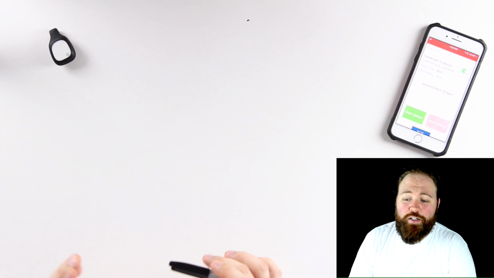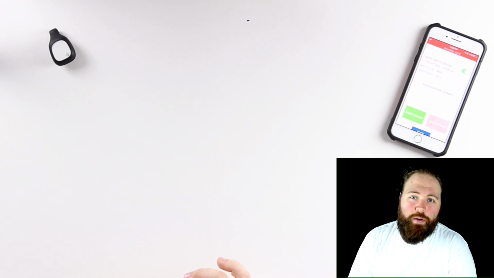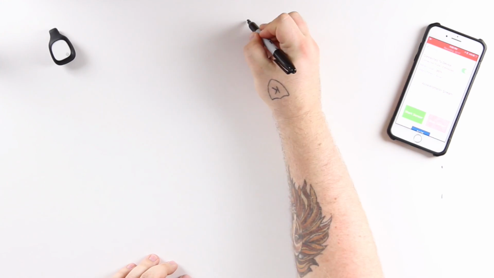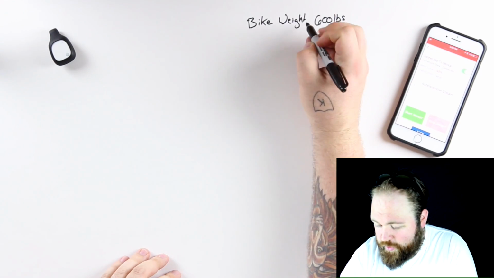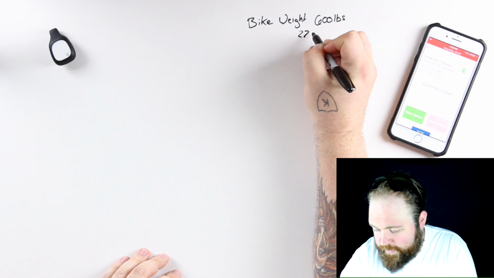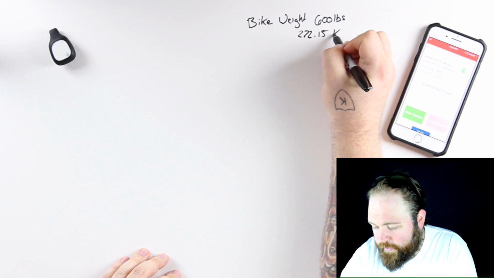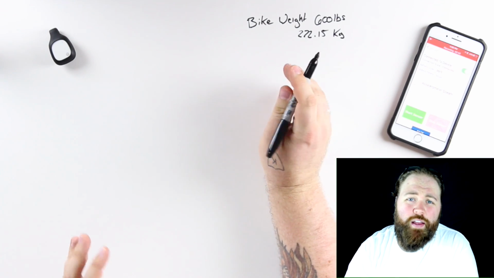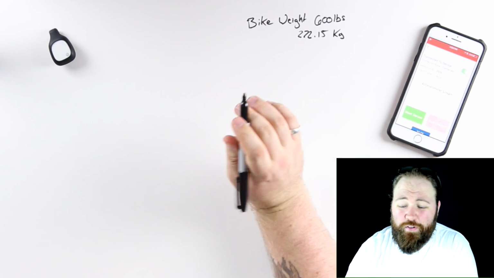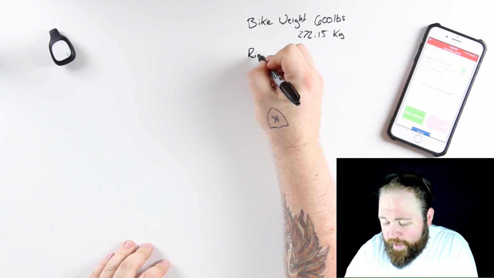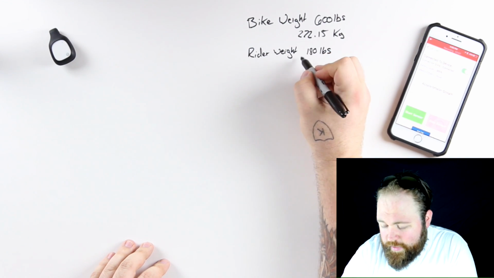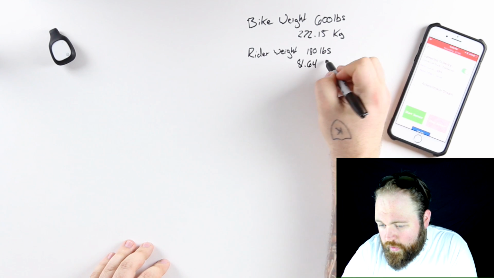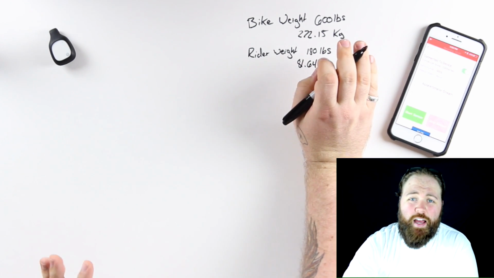So for this demonstration, we're going to do a bike weight of 600 pounds, which is an average bike weight for a Harley. So 600 pounds actually equals 272.15 kilograms. Now the next thing we need to know is the rider weight, because we need to get a total weight. So the rider weight we're going to say is 180 pounds. And in kilograms, that is 81.64 kilograms.